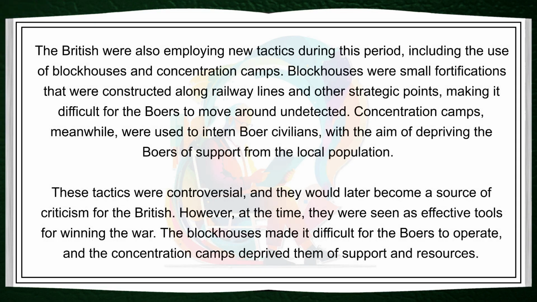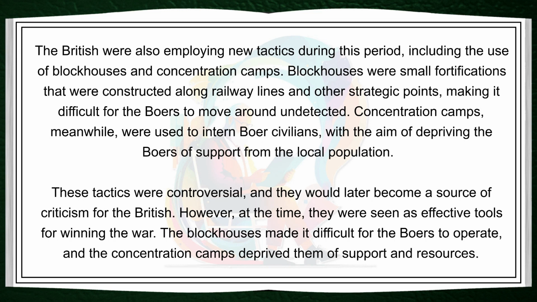The British were also employing new tactics during this period, including the use of blockhouses and concentration camps. Blockhouses were small fortifications that were constructed along railway lines and other strategic points, making it difficult for the Boers to move around undetected. Concentration camps, meanwhile, were used to intern Boer civilians, with the aim of depriving the Boers of support from the local population.